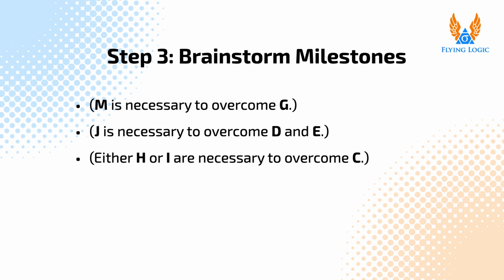Junctors can easily be created by dragging from an existing entity to a line. Either H or I are necessary to overcome C. And sometimes, more than one milestone will need to be achieved in order to overcome the obstacle. K and L are necessary to overcome F.